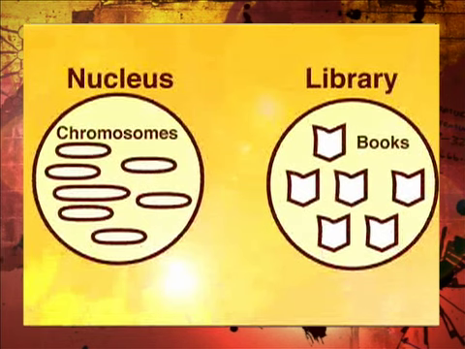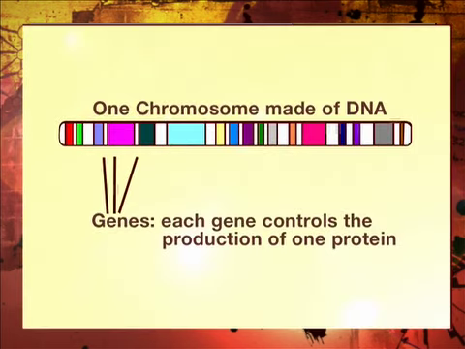So if we have a look at this graphic, we can make a comparison and we can say a library has many different books with information. In the same way, a nucleus contains many different chromosomes, and each chromosome has a lot of different information. Let's have a look at what one chromosome looks like. Now you need to remember that this is a diagrammatic impression of what a chromosome looks like. The entire chromosome is made up of DNA, one long stretch of DNA.